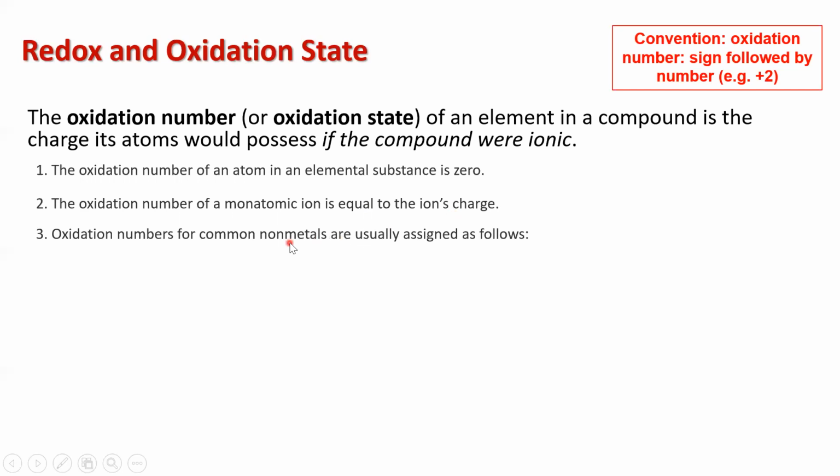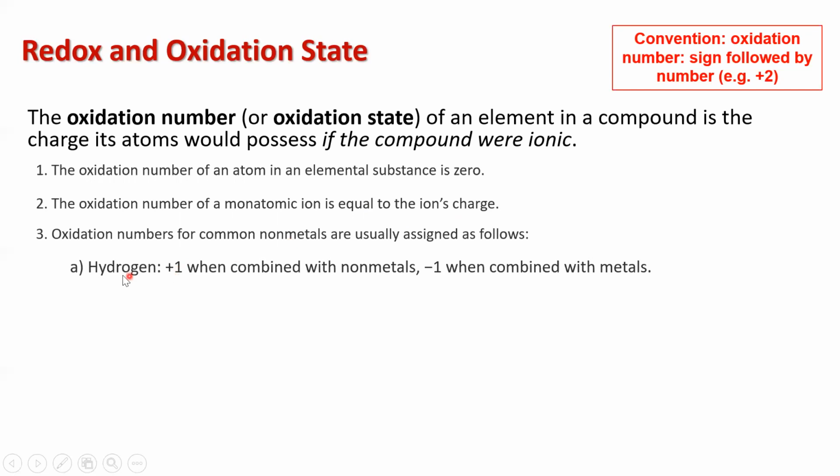If we look at common nonmetals, we have some rules that we use to assign oxidation states. For hydrogen, if hydrogen is with a nonmetal, something on the right side of the periodic table, which more times than not it is, hydrogen is +1. If it's combined with a metal, it's actually hydride then, and its oxidation state would be -1. This is much less likely.